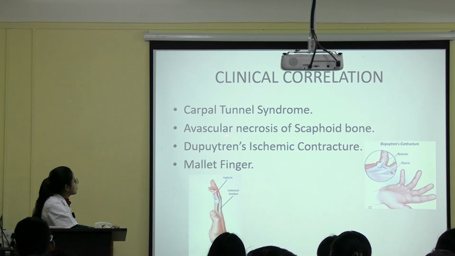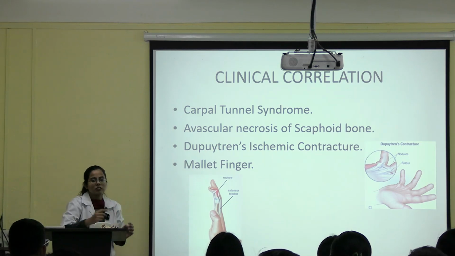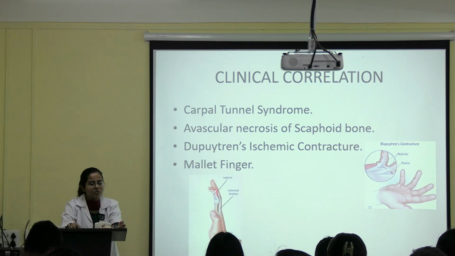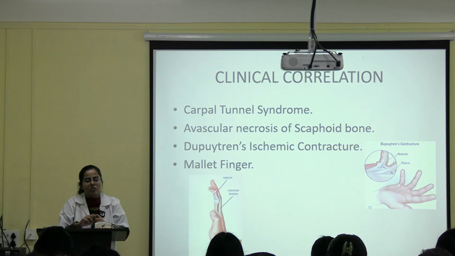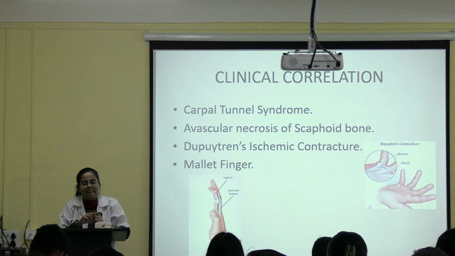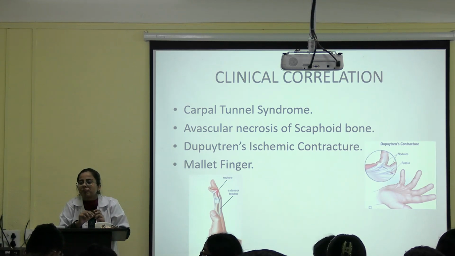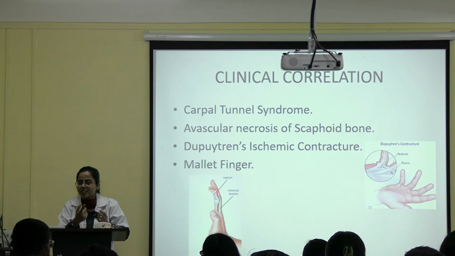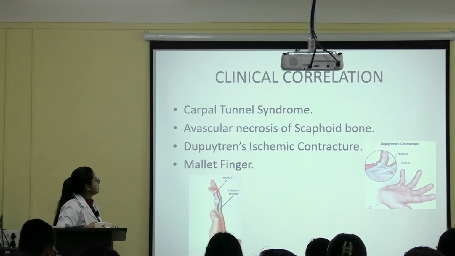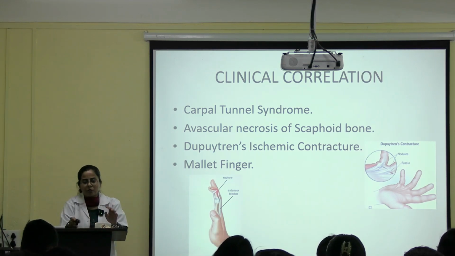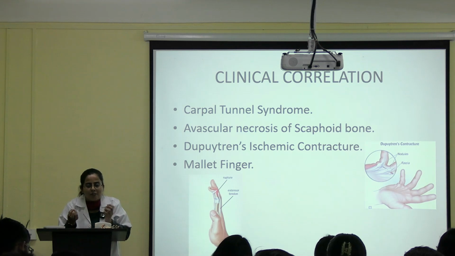Now, can anyone tell what is Dupuytren's ischemic contracture? Have you seen Palmar aponeurosis? Okay, we'll see it in a dissection hall. Okay, what is Palmar aponeurosis? What is aponeurosis? Can anyone tell? Deep fascia. It's a modification of deep fascia. You have seen deep fascia in dissection hall? Okay. So it's a modification of deep fascia. So what happened in this condition? This Palmar aponeurosis will get thickened, fibrosed.